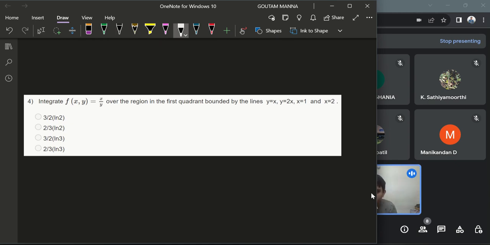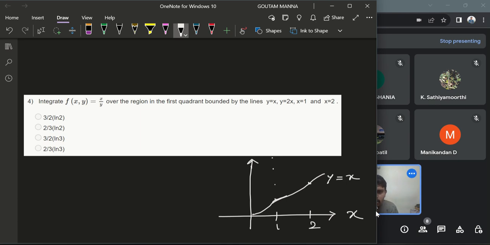Okay, so again we are asked to integrate this quantity f of xy inside this region. So now we have a region where x is going from 1 to 2, and y will be going from y equals x, so this is the y equals x line, to y equals 2x, so y equals 2x.